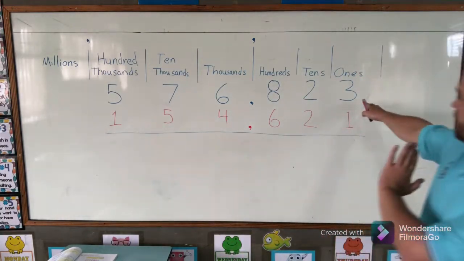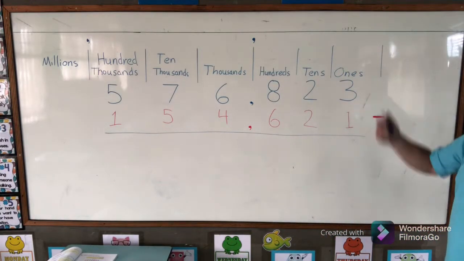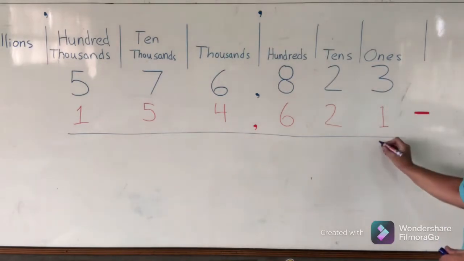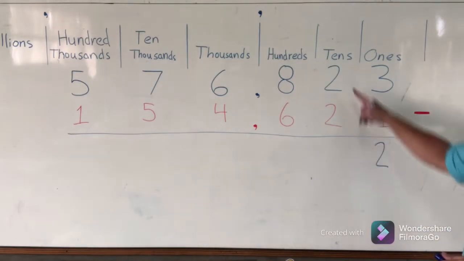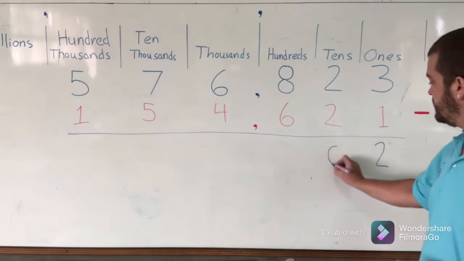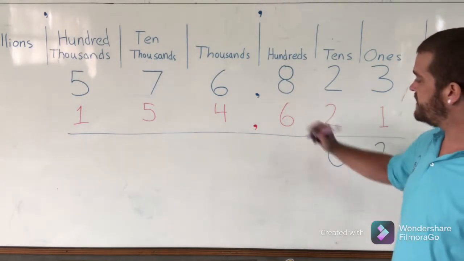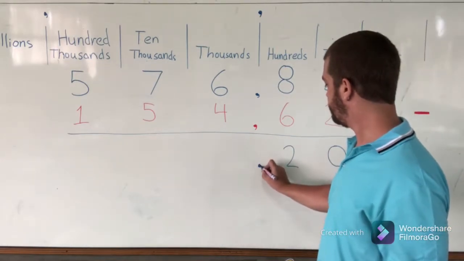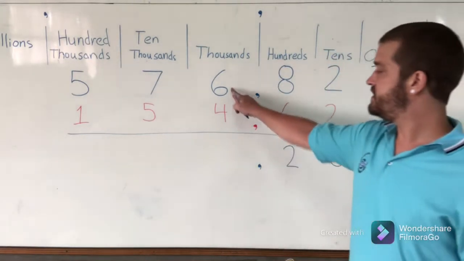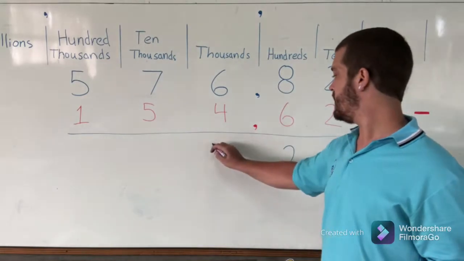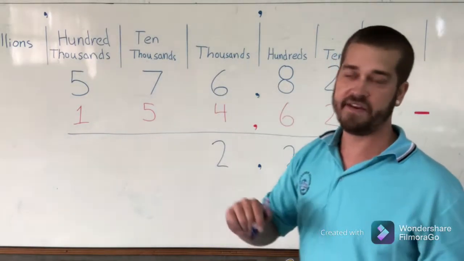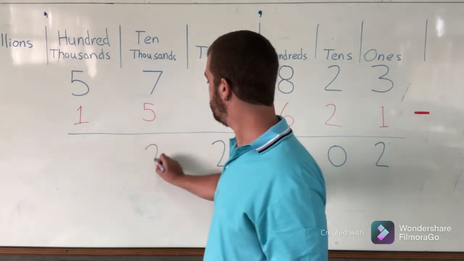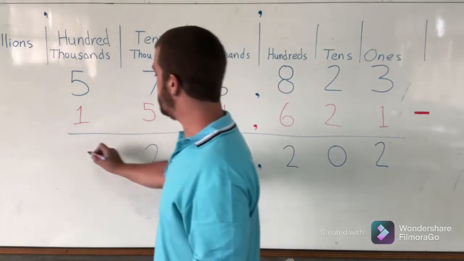Okay? So start on the right in our ones column. 3 minus 1 is easy. 2. 2 minus 2 is 0. 8 minus 6 is 2. Don't forget your comma. 6 minus 4 is 2. 7 minus 5 is also 2. 5 minus 1 is 4.